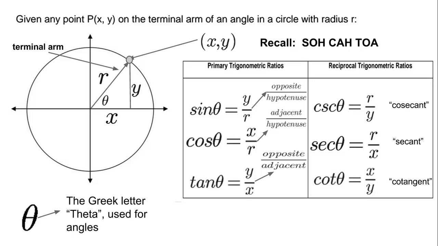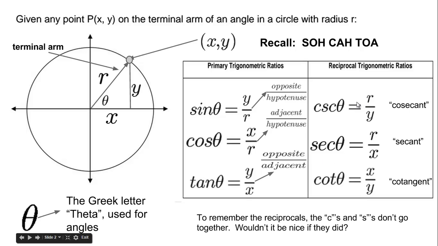If you have the adjacent on the top, that's cotangent. One helpful way to remember which ones go with which: S and C go together. The S's don't go together. It really would be nice if they did, but they don't.